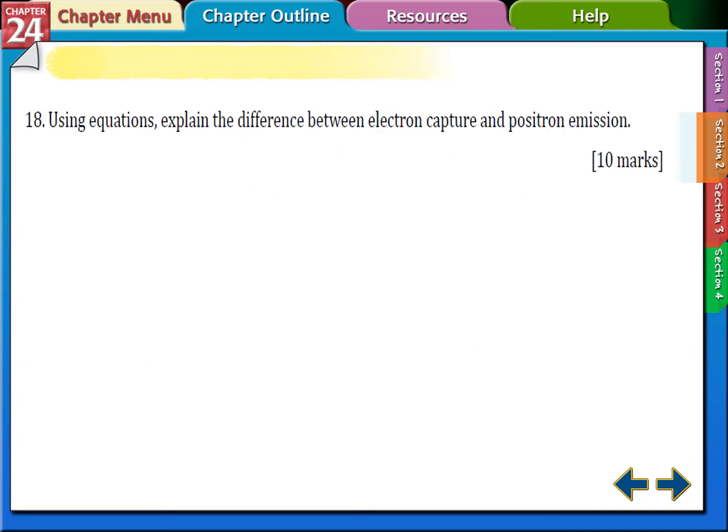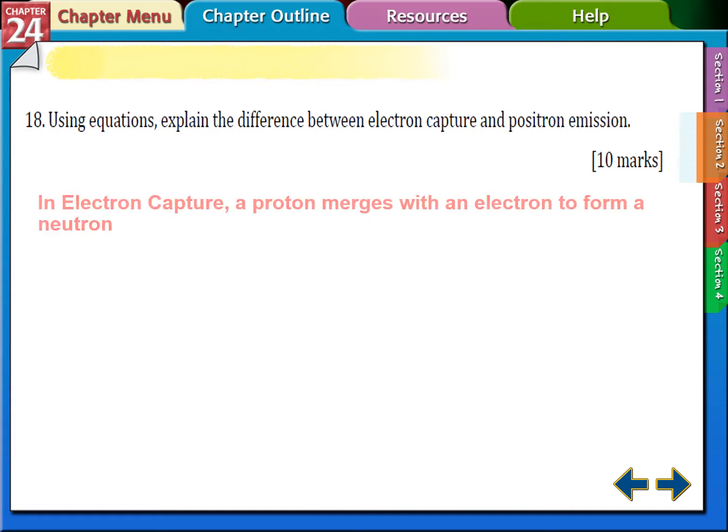This is one of the questions that came out in last year's system-wide quiz for Term 3. Using equations, explain the difference between electron capture and positron emission. So here is the answer. In electron capture, a proton merges with an electron to form a neutron. Let's write an equation for this statement.